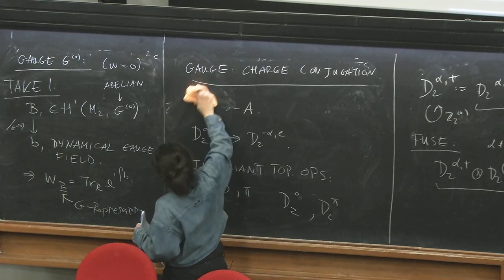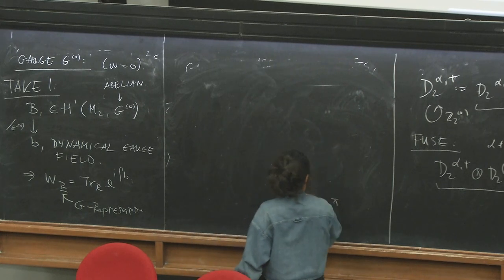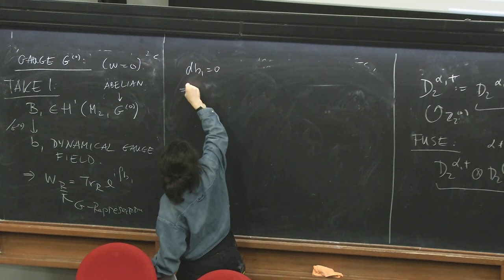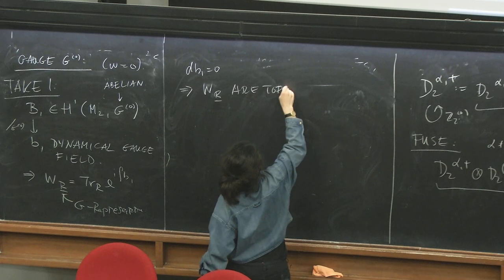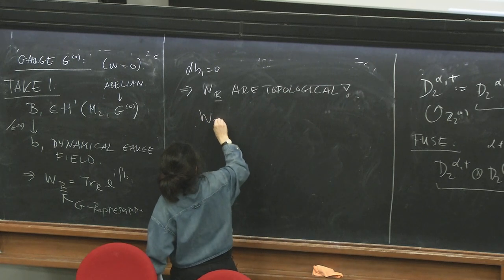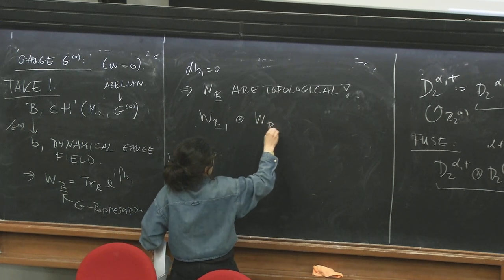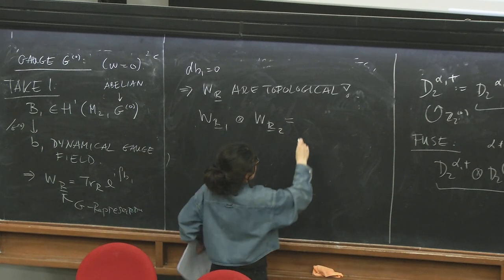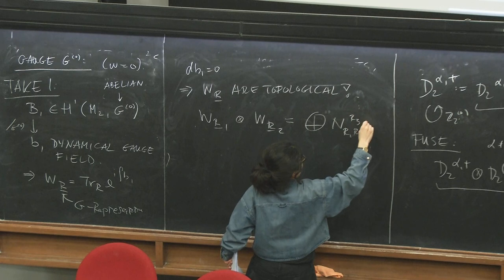And in fact, because B1 is closed, I can infer that these are topological. So dB1 is zero, and so these WRs are topological. Now if I take one of these and bring it close to another, with some other representation R2, this just becomes a sum over some coefficients times WR3.